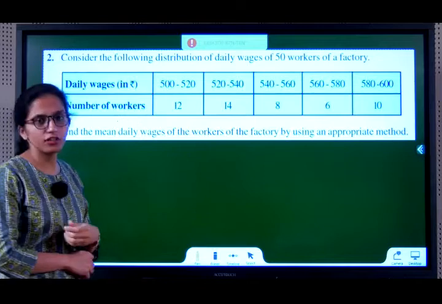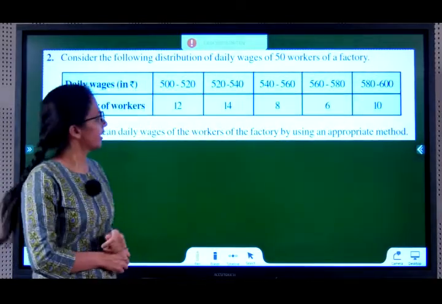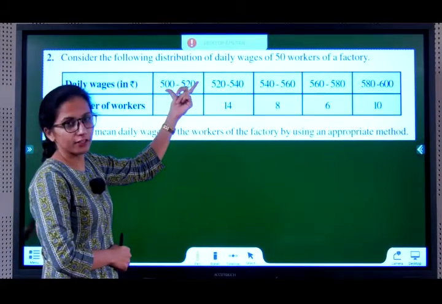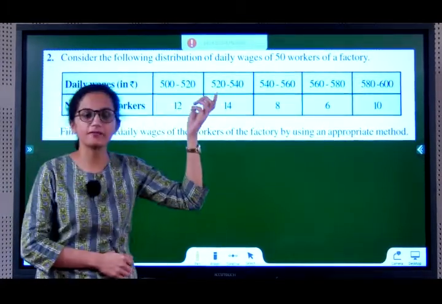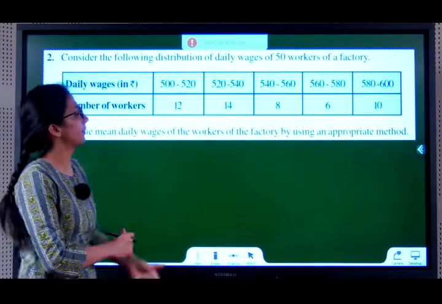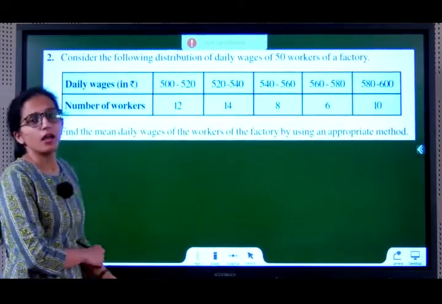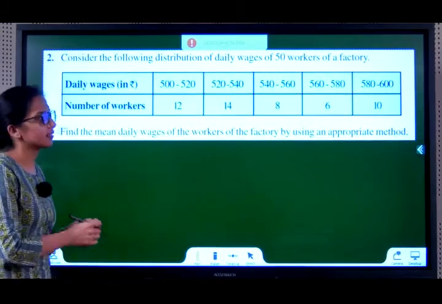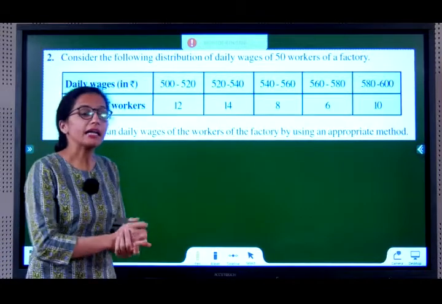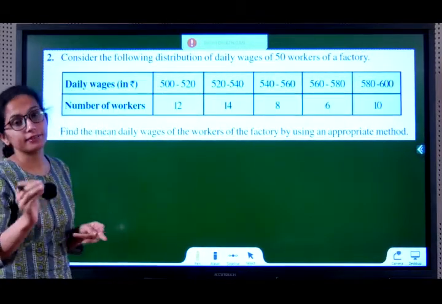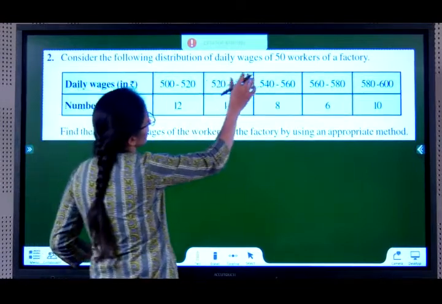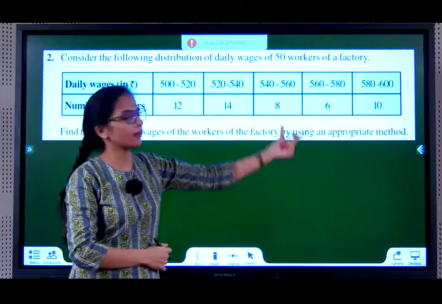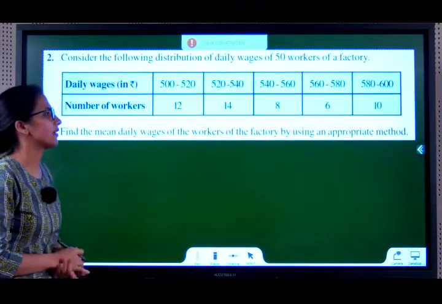Now, which method will you use among the three methods we have? You can see the class is big, 500 to 520, meaning xi value is big. 500 plus 520 by 2 is 510. So I have to go for assumed mean method or step deviation method. Step deviation method is good when your classes are very big and have a regular height, a regular size of the classes. Here you can see this class size is regular, it has 20, 20, 20. So it is recommended that we go for step deviation.